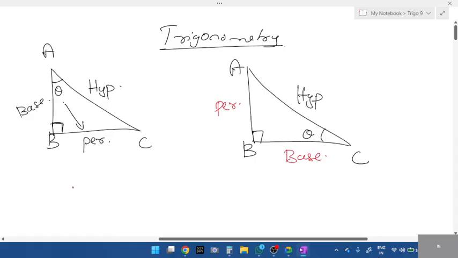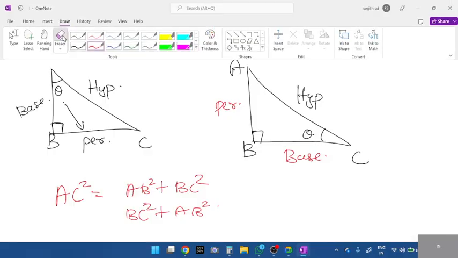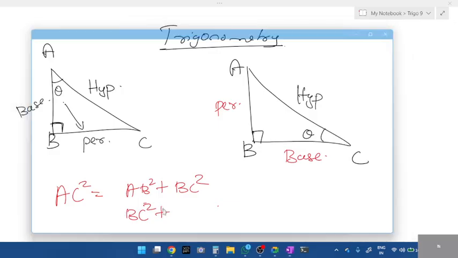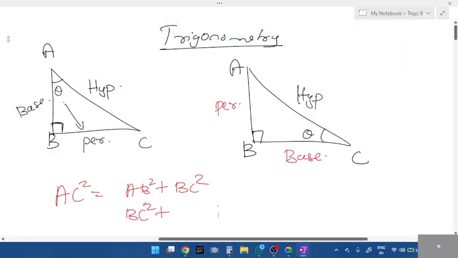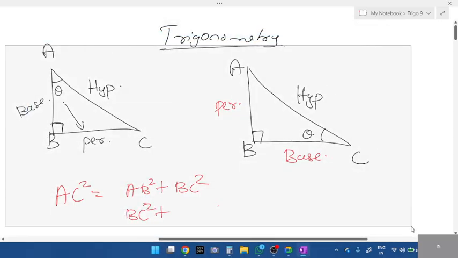Next, along with this, we use a theorem. Which theorem do we use to find any side? Tell me, what is Pythagoras theorem? Perpendicular square plus base square. Very good. AC square is equal to AB square plus BC square, or you can write BC square plus AB square. Is it clear? Yes, this is the concept: triangle formula based on angle.